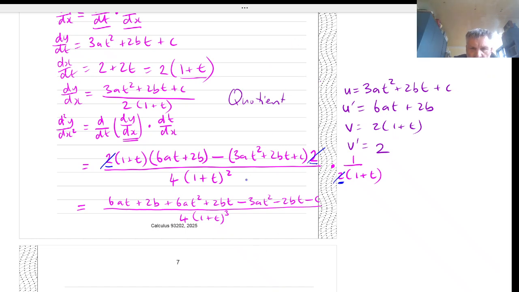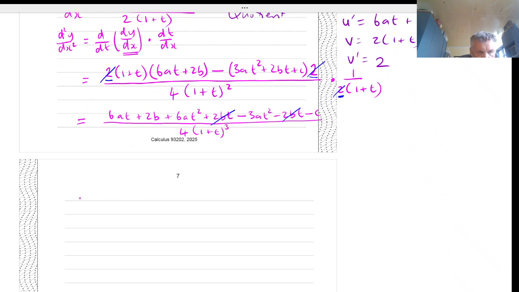And then we see that plus 2b minus 2b cancels, and we get a little bit of simplification. We've got a like term, 6at squared minus 3at squared. So that's probably useful for us to do one more line of working before we do something with this. We're going to get 3at squared plus 6at plus 2b minus c, all over 4, 1 plus t cubed.